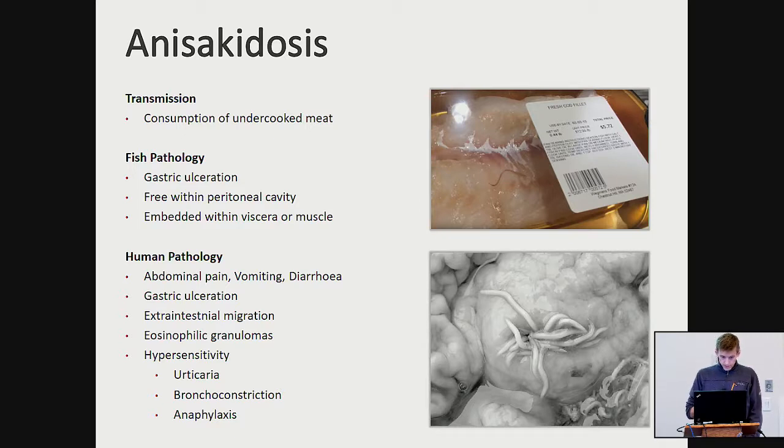you'll often know that you're infected because you will experience abdominal pain, vomiting, and diarrhea. The pathology that's associated with infection includes gastric ulceration, or in the unlikely event that it migrates outside of the gastrointestinal tract, you can get eosinophilic granulomas in a number of other neighboring tissues.